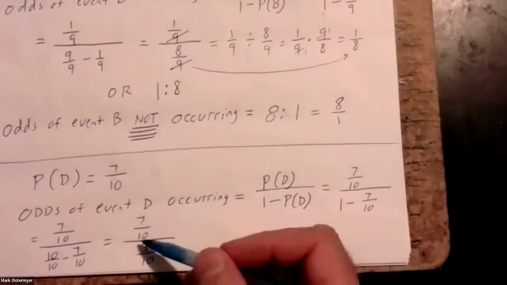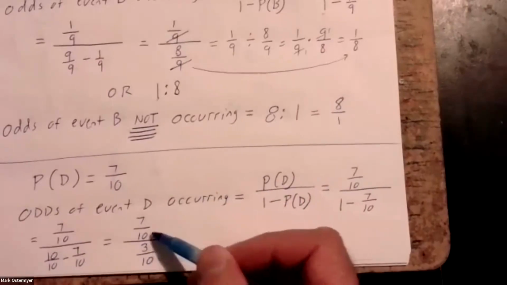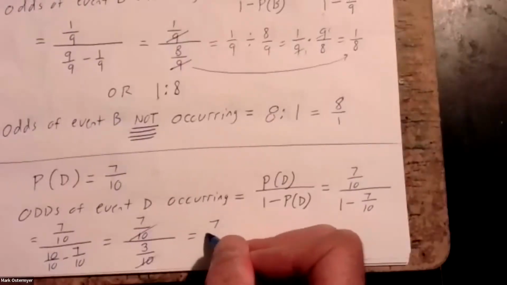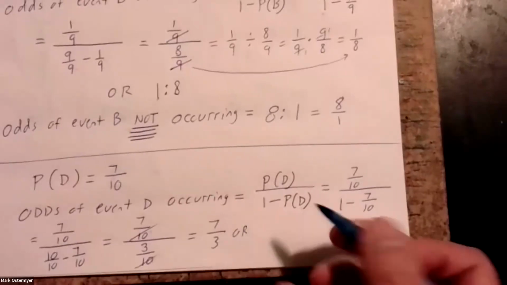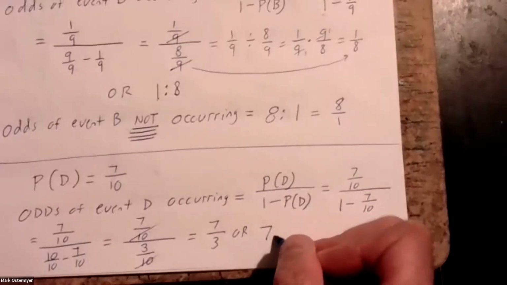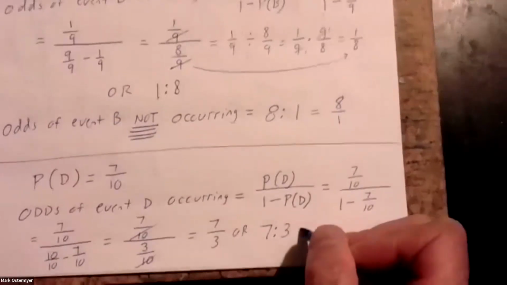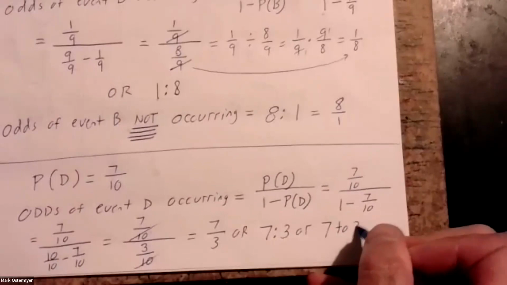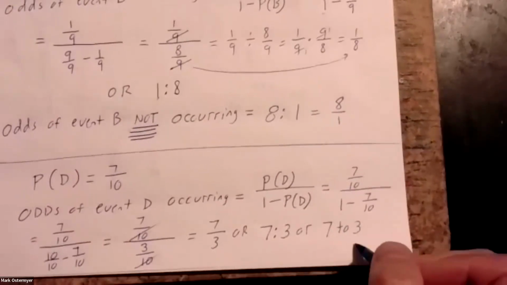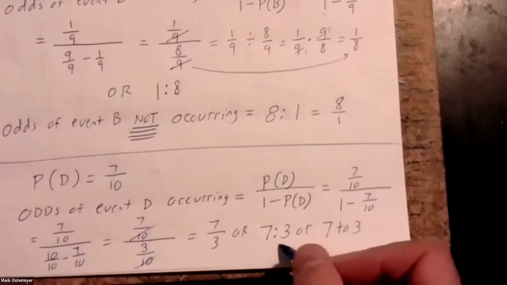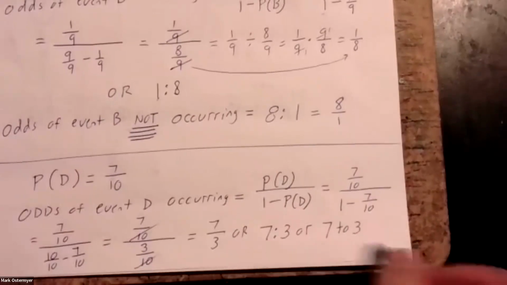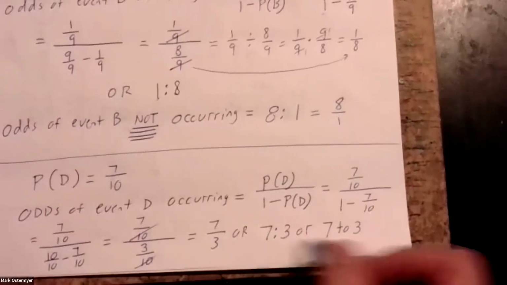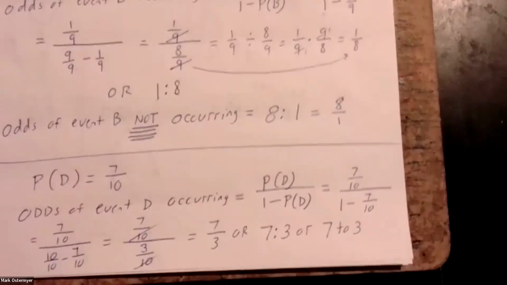What can I do with the tens? Shortcut. Cancel them. Yeah, just get rid of them. And your answer is 7 over 3. Or your odds of event D occurring would be 7 to 3 odds. Sometimes they express it this way also, 7 to 3. They literally write the word T-O, not T-W-O. 7 to 3. All these mean the same thing. Those are the odds of event D occurring. Okay? 7 to 3 odds.